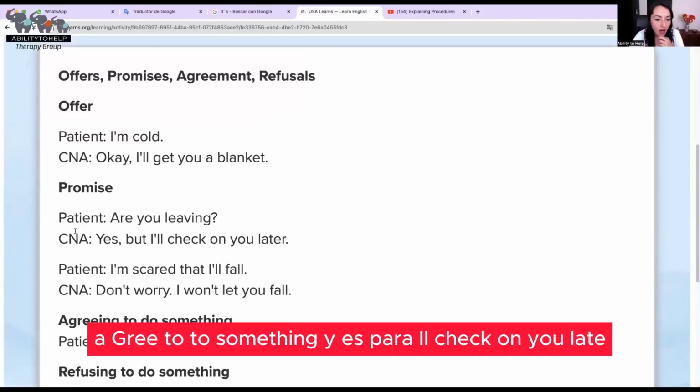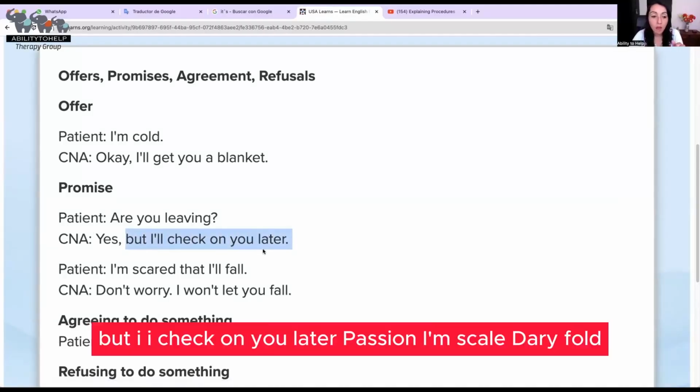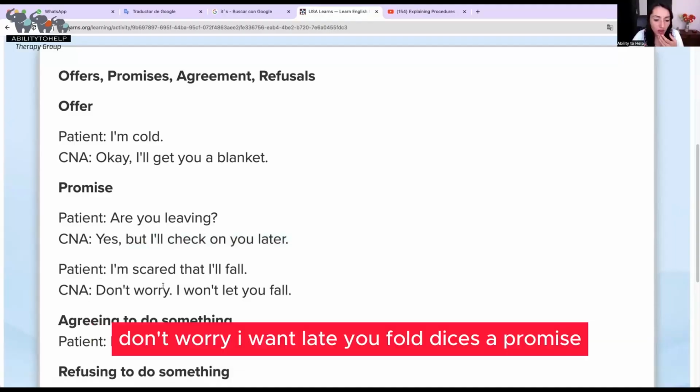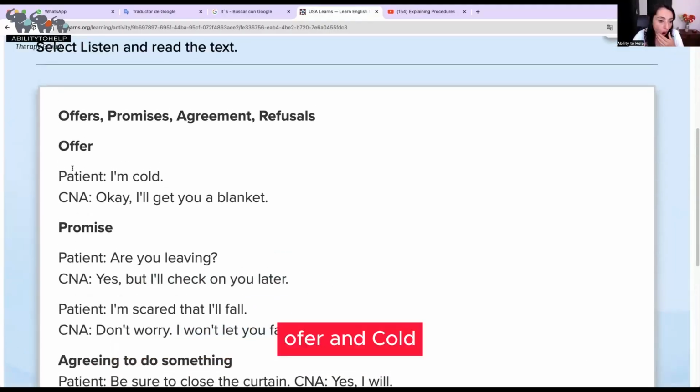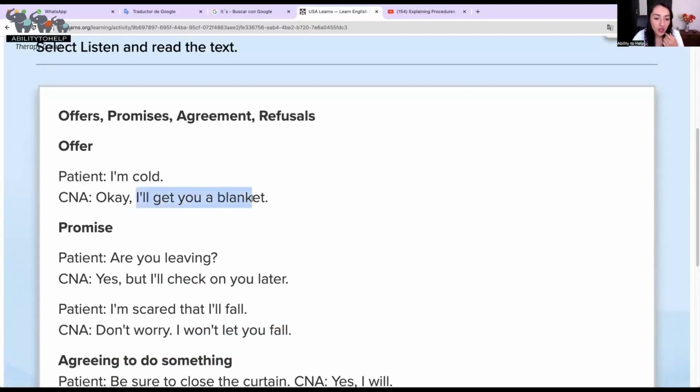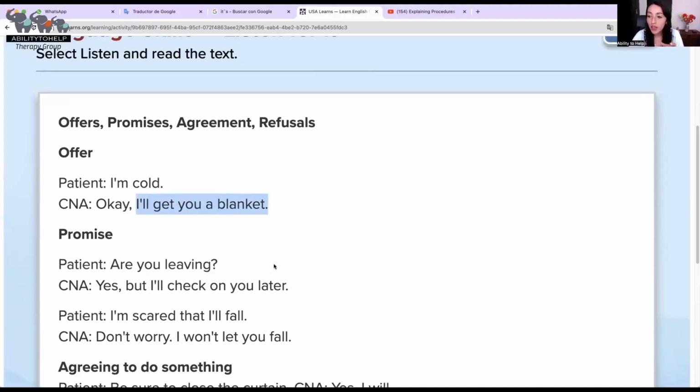So let's see. Are you leaving? Yes, but I'll check on you later. This is a promise, but I'll check on you later. Patient: I'm scared that I'll fall. Don't worry, I won't let you fall. This is a promise. Offer: I'm cold. My offer is I'll get you a blanket. So here we have an example about offer, promise, agreement, and refusal.